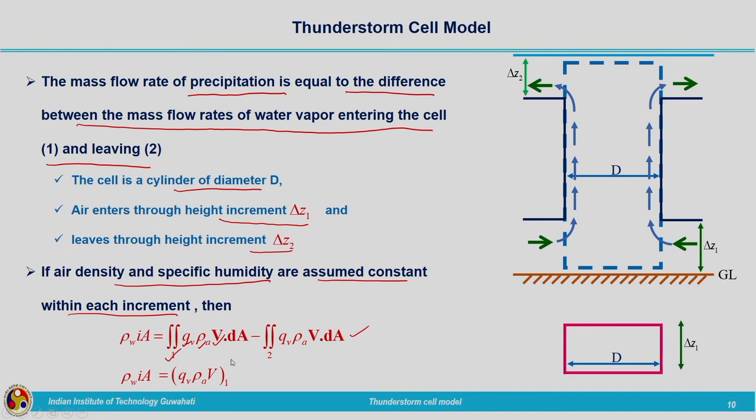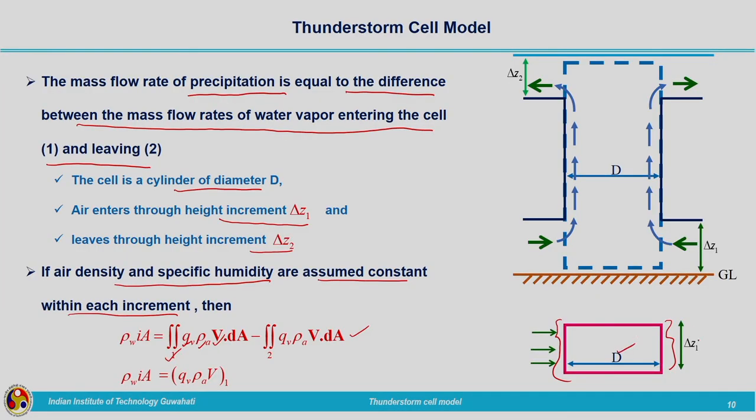What is the expression for dA? We are getting the air entering through this region, right? Both the sides. It is a cylindrical cell. Through the circumferential area, the air is entering into the cell. So, what will be that particular area, dA? dA will be equal to, we have the diameter D and the depth or height of the inflow region cell to be delta Z1. So, the area will be pi D delta Z1.